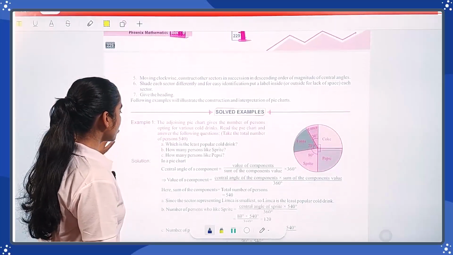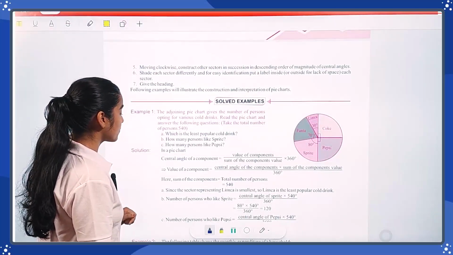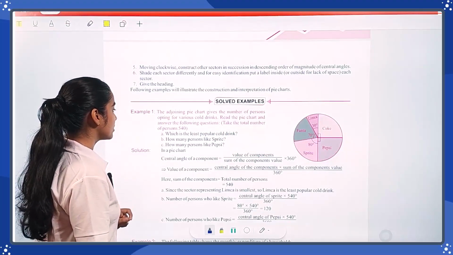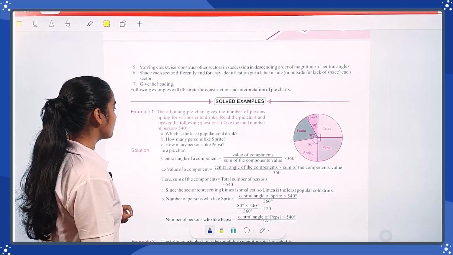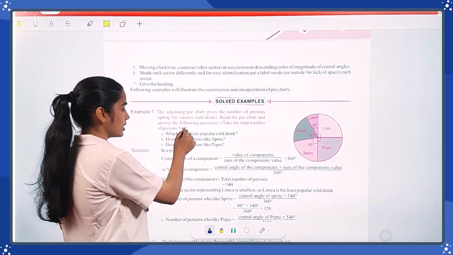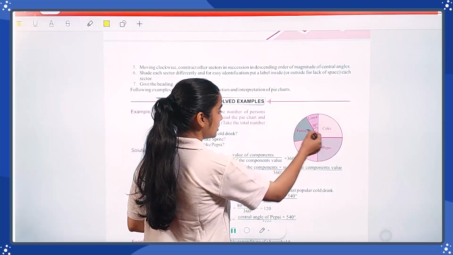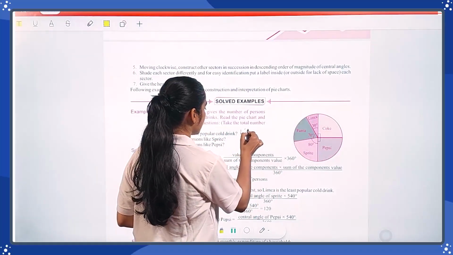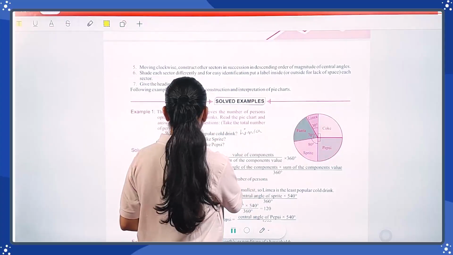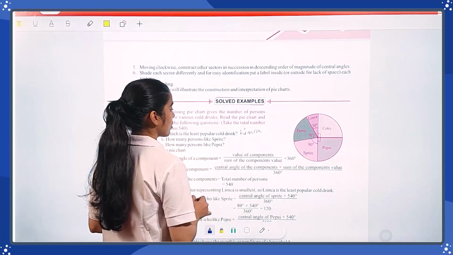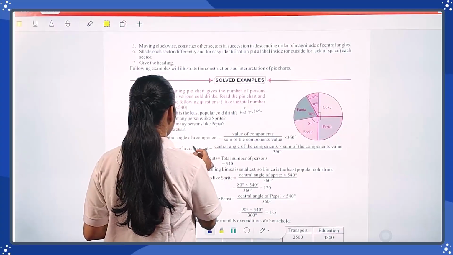So now the adjoining pie chart gives the number of persons opting for various cold drinks. Read the pie chart and answer the following questions. Take the total number of persons 540. So which is the least popular cold drink? Limca. Next, how many persons like Sprite? Only 80. Okay, so how many persons like Sprite? So you have to calculate.